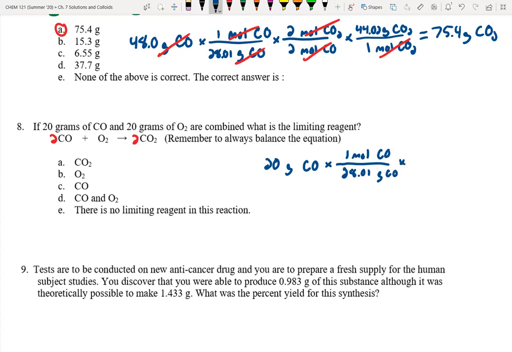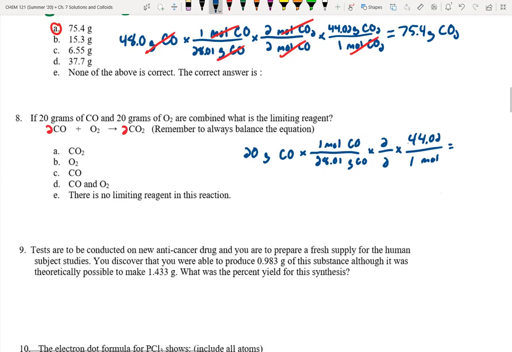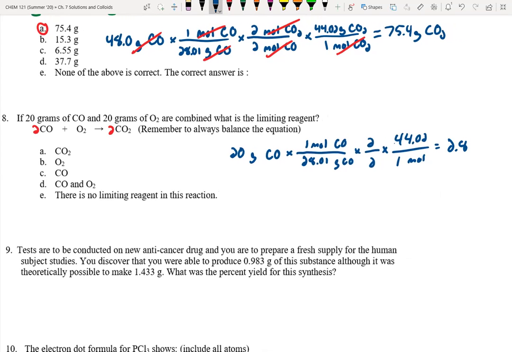And let's figure out how much CO2 we would get. So we'll do the same thing as up above. I'm just going to cancel or omit my units just to keep things simple right now. And let's figure out how much CO2 we would get from this. So I've got 20 times 2 times 44.02. And if I had 20 grams, it looks like I'm going to get 2.87 grams of CO2. Let's try the other one though.